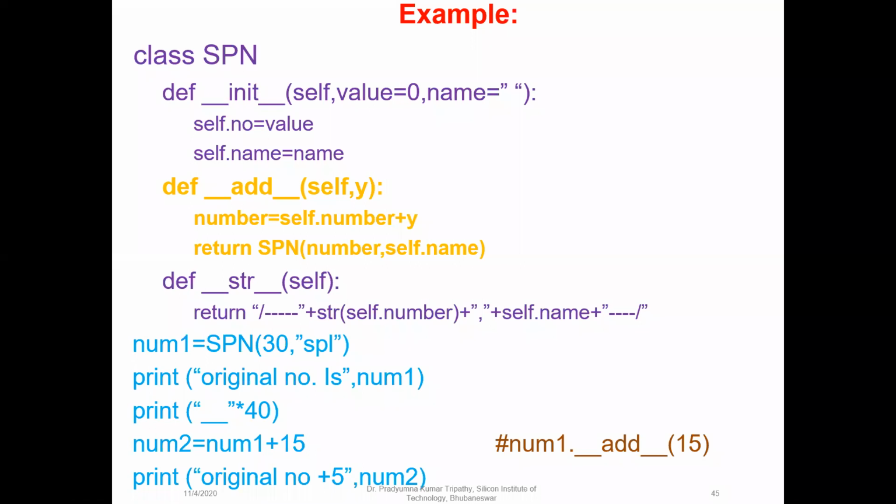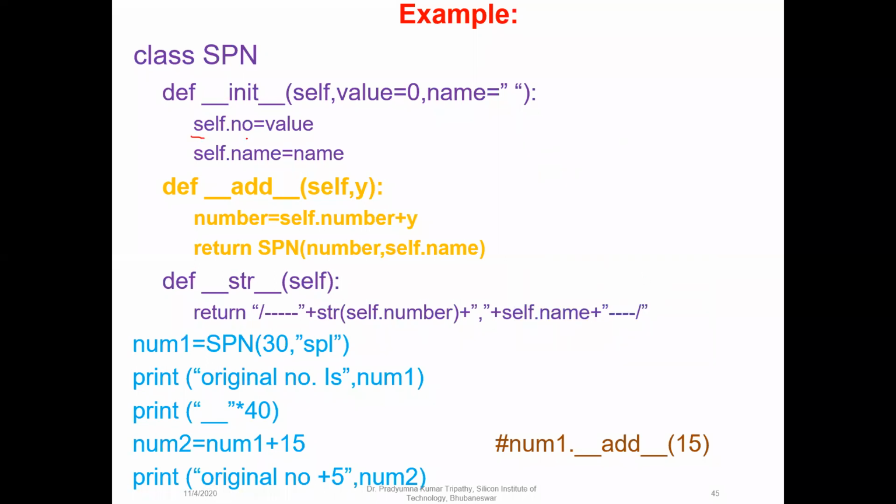Now, the SPN class has three methods. One is __init__, the constructor; __add__ is a method for operator overloading; __str__ is for printing the object. Whenever I want to print the object, it should print whatever I have written over here. So what is in __init__? It takes two parameters, and number and name are the two data members. These take the value of this value and name. Correct?